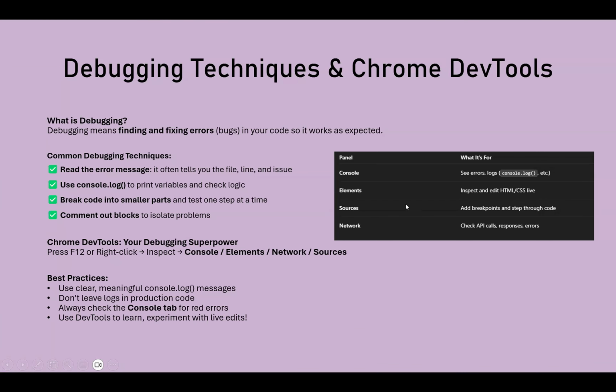So we have network as well. You can check your API calls and responses, which is a really good one. I know I mostly use console and network, and if I'm working with the back end, I mostly use breakpoints. So there are some best practices.